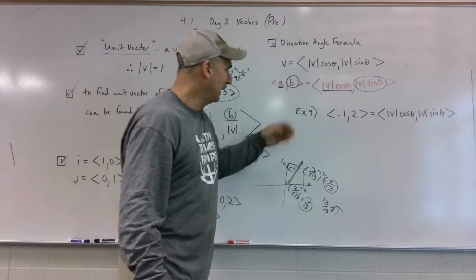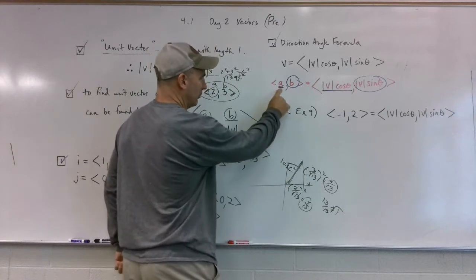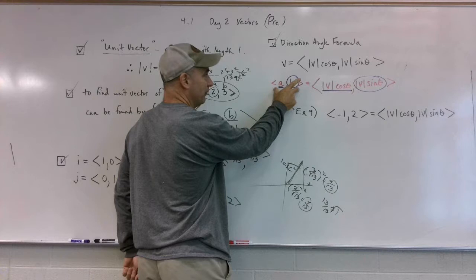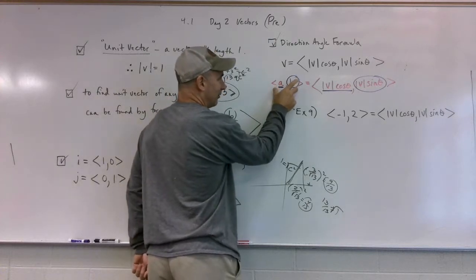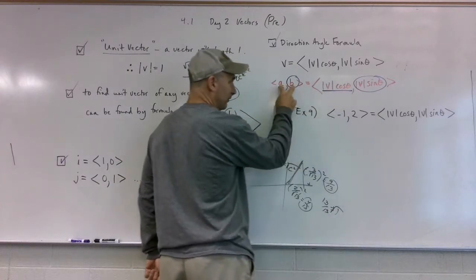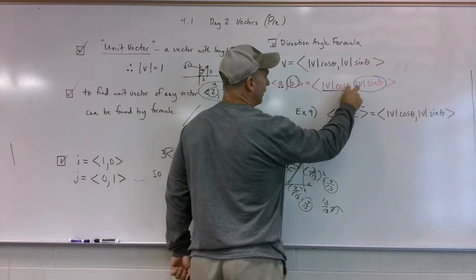And what I'm saying is, look at the parts. This is just the A, whatever comes first. This is the B, whatever comes second in this component vector. And notice this is going to equal the magnitude of this vector times cosine of the angle.